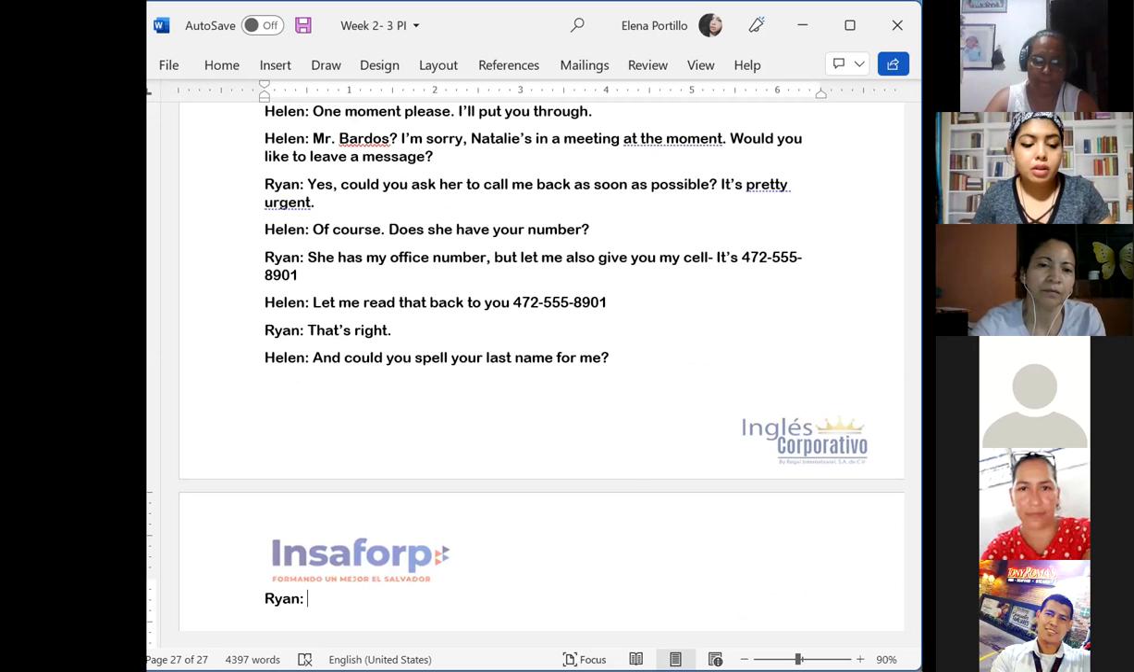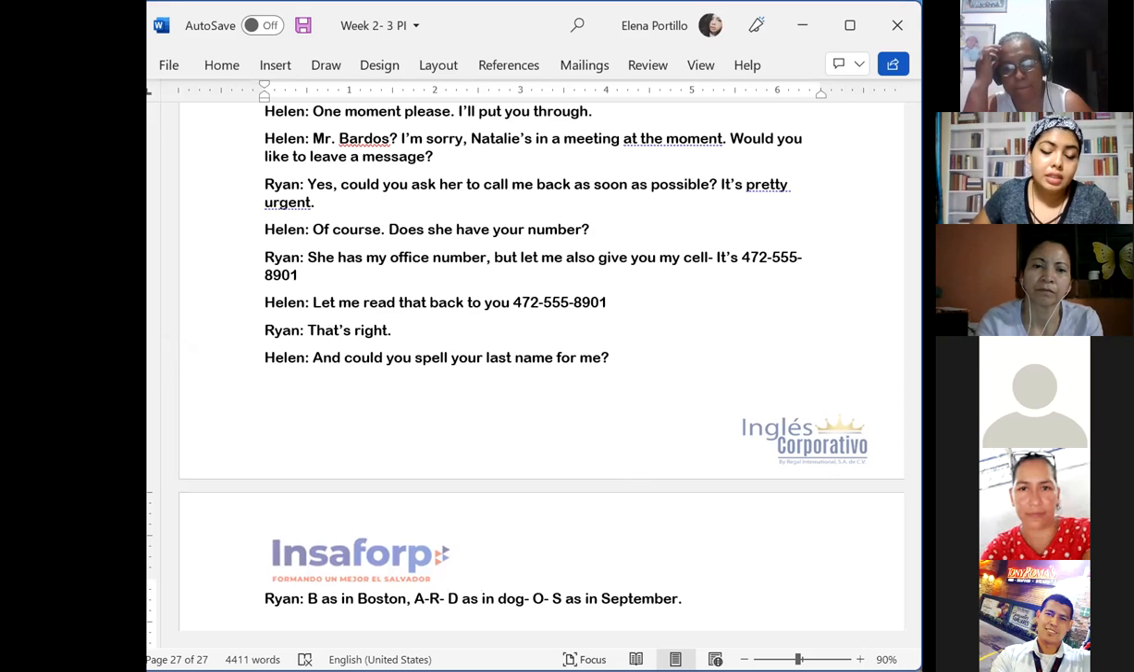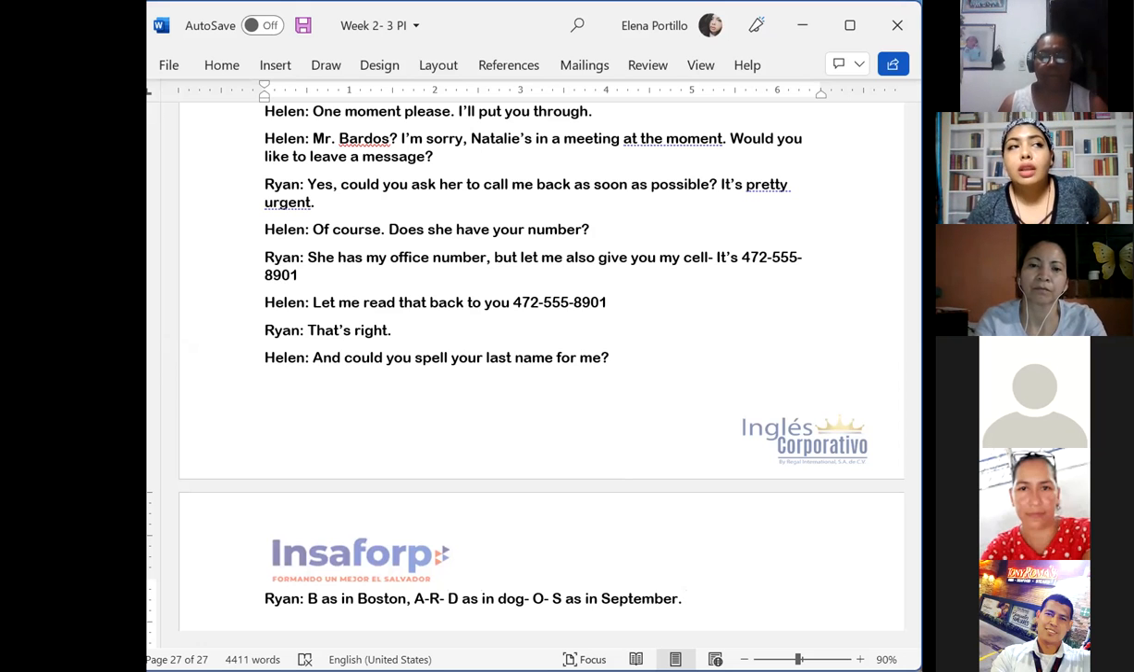And Ryan says, V as in Boston, A-R-D as in dog, O-S as in September. In this case, they can use this kind of representation of some of these letters, because maybe the pronunciation can be very confusing when we give this spelling. So you see that they have some examples of words that they can use.